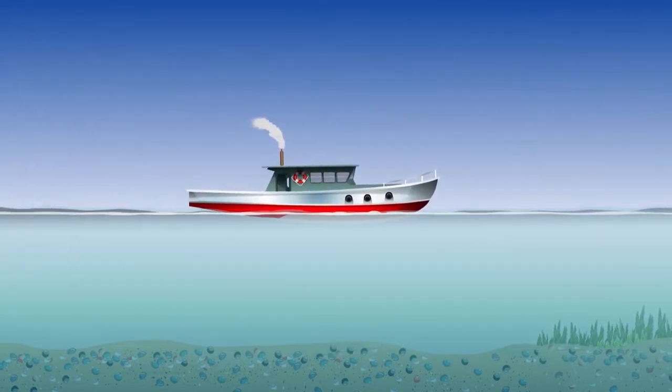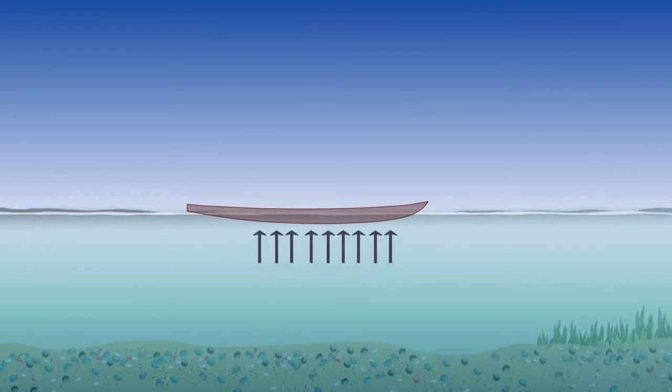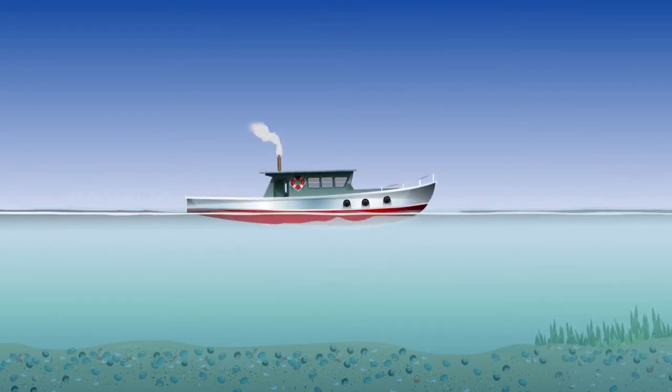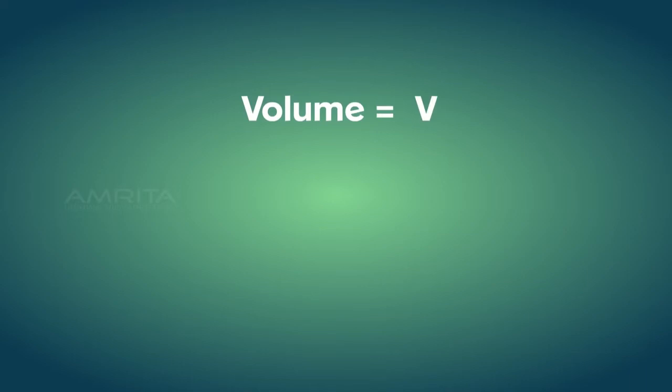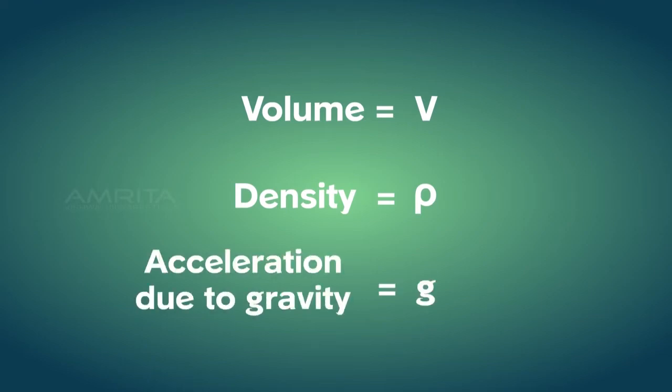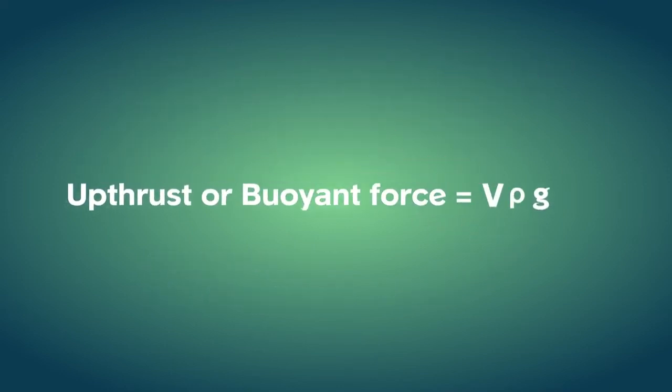An iron ship floats as it is hollow, filled with air and occupies more volume in water, and its density is less than water. Thus, the upthrust exerted by water on the ship is greater than the weight of the ship, letting it float. These examples indicate that the magnitude of the buoyant force depends on the volume V of the immersed part of the body, the density ρ of the fluid, and the acceleration due to gravity g. Thus, upthrust or buoyant force is equal to Vρg.